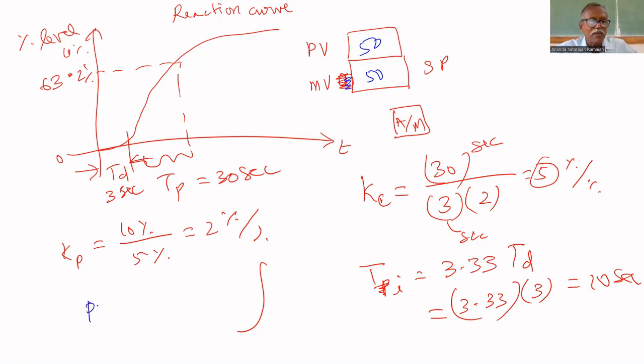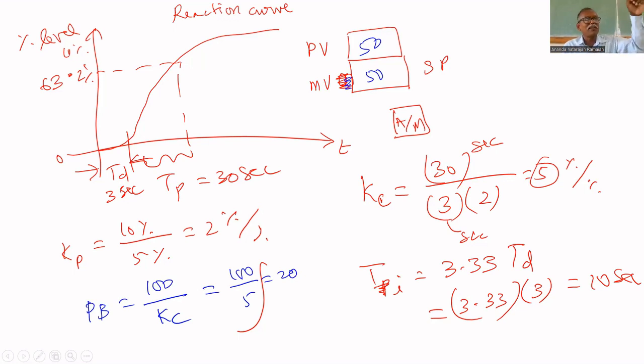The relation between PB and KC is PB equal to 100 by KC. KC, how much did you get? 5. 100 by 5 equal to how much? 20. So 100 divided by 5, KC you calculated is 5 in our example. So 100 divided by 5 equal to 20. You have to enter 20 for PB. You cannot enter in terms of KC.